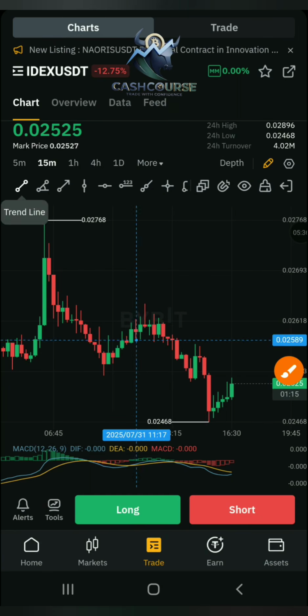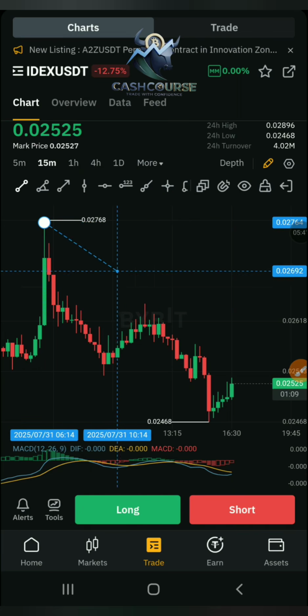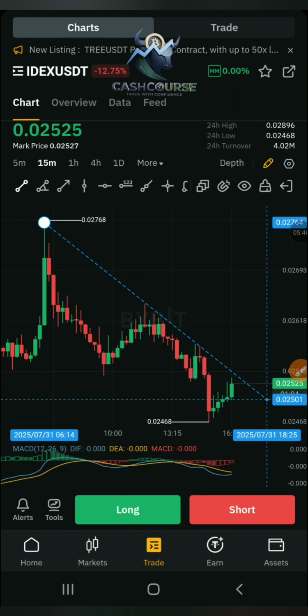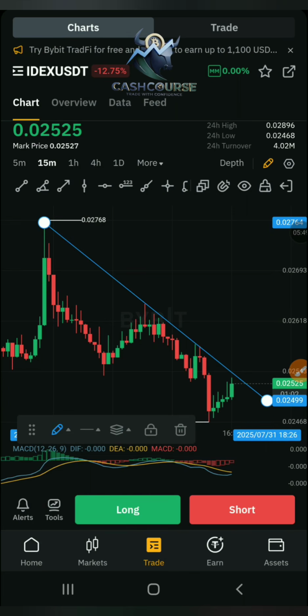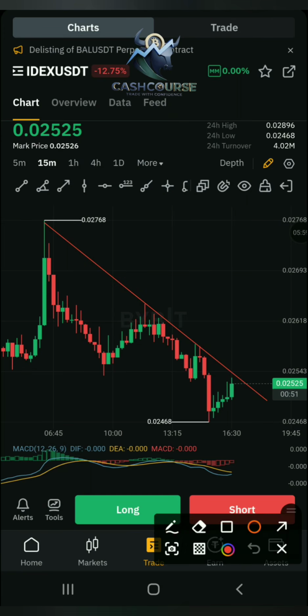Now I'll locate the highest point on my chart, then drag it to the current price. Make sure it has at least 2 to 3 touch points. Good. And I like to color my downtrend red, to make me understand what I'm doing clearly. So this is my first touch point, this is my second touch point, this is my third touch point. This makes this trend line a very strong trend line.